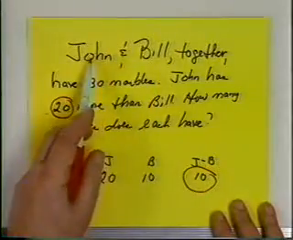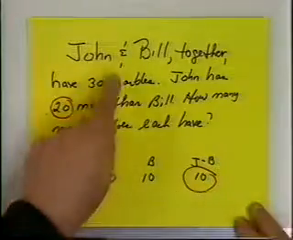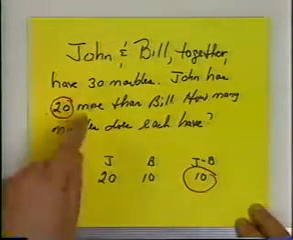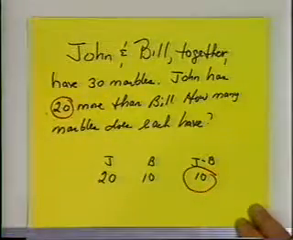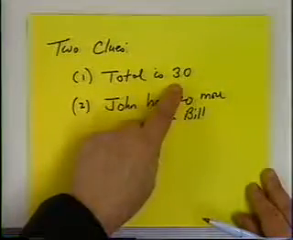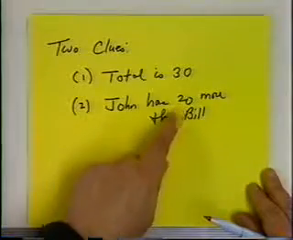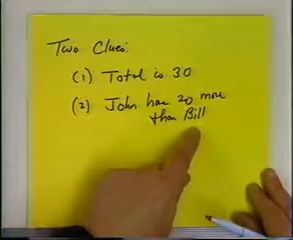John and Bill. Since there are two dimensions, there are two pieces of information that we're going to have to know. Now, both of these two conditions have to be obeyed. What are the two conditions? Let's take a look. The two conditions are the total number of marbles is 30. That's not going to change in this problem. The second condition is that no matter what else happens, John has 20 more marbles than Bill.